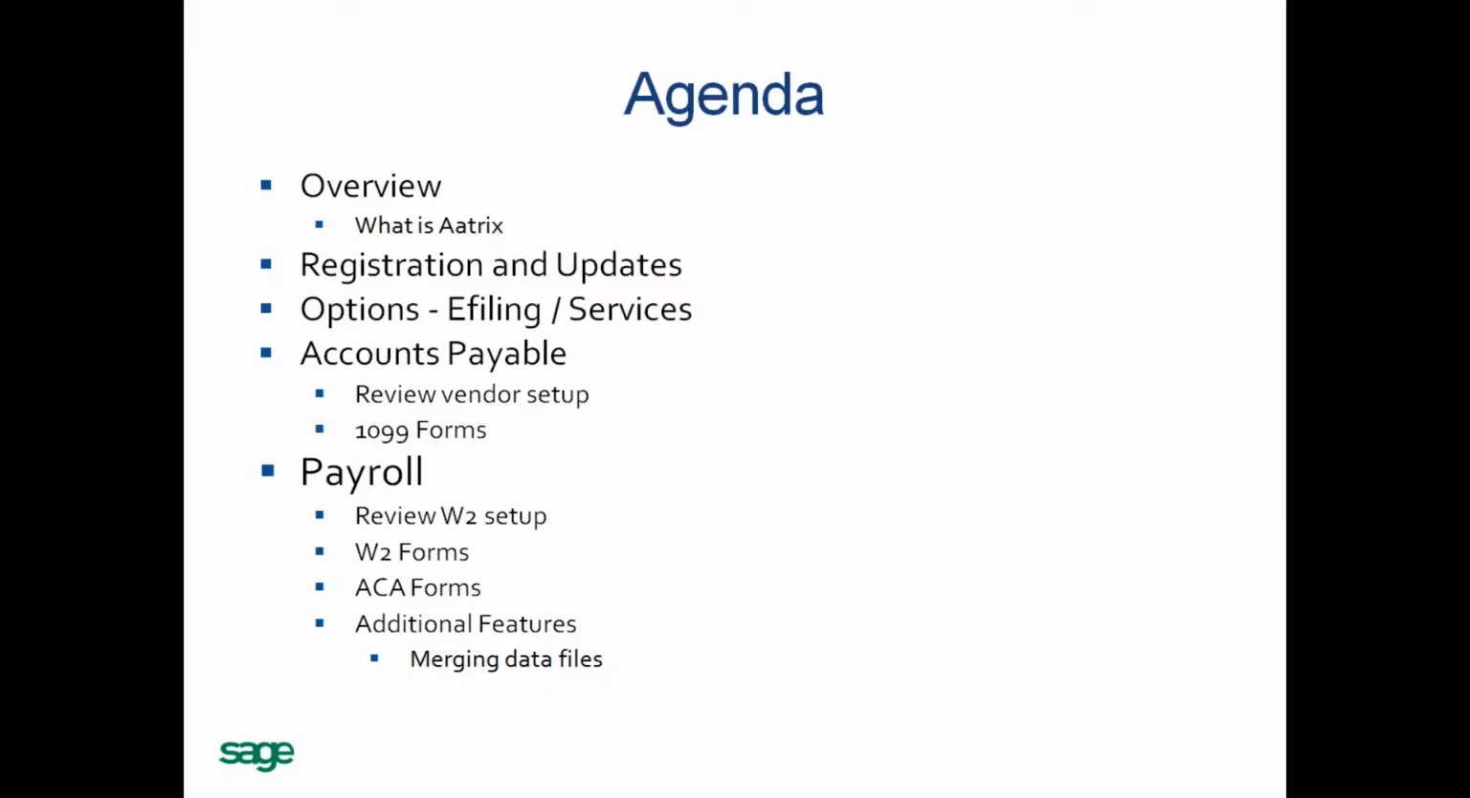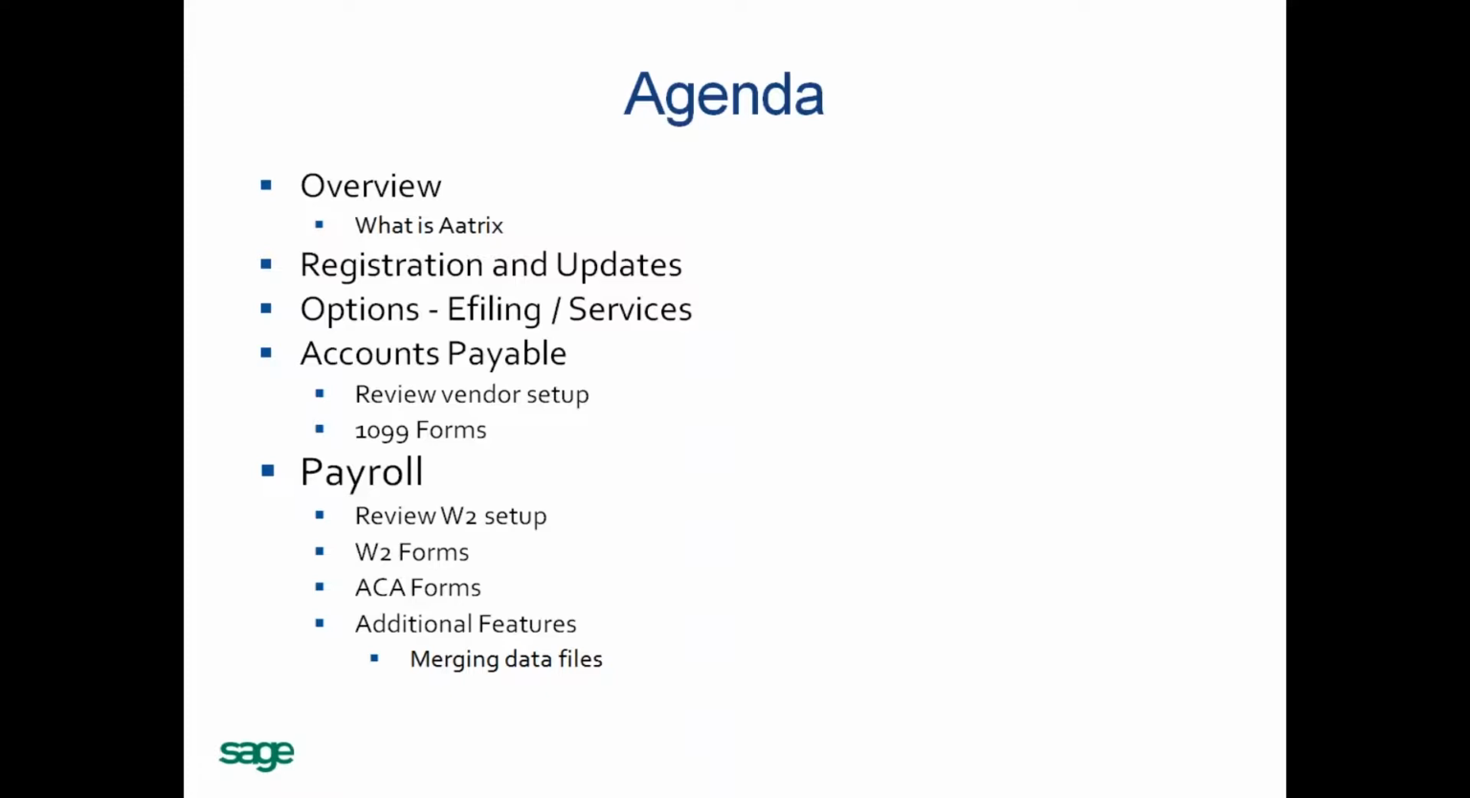We're going to talk about what it is, how you get it up and running, what your options are within the program. We're going to jump into the software, look at accounts payable, the vendor setup, and then we'll actually do a test run of the 1099 forms. We're going to do the same thing for payroll. We're going to go in and review the W-2 setup. We're going to look at the forms.